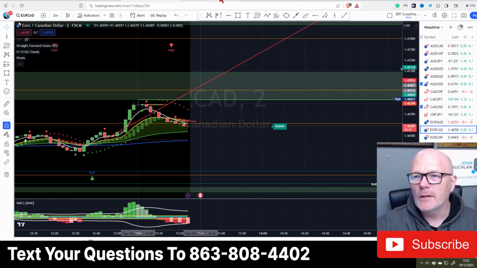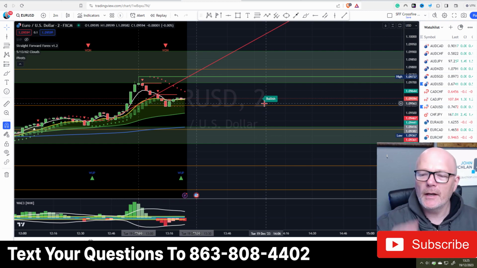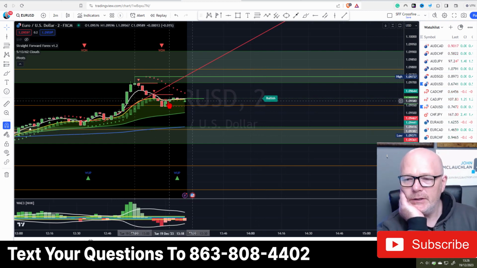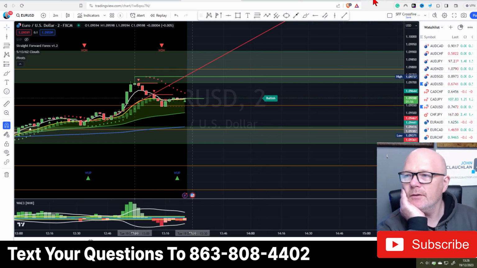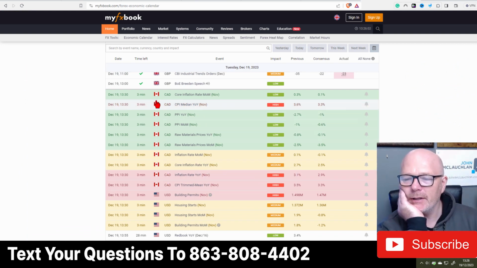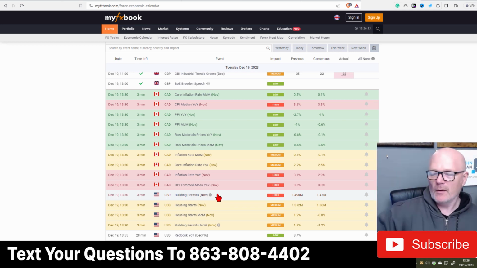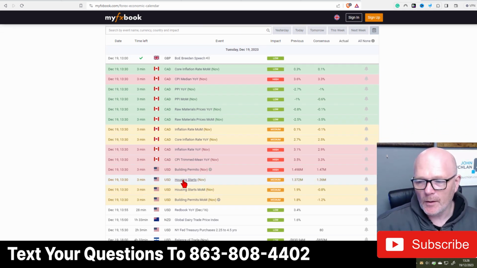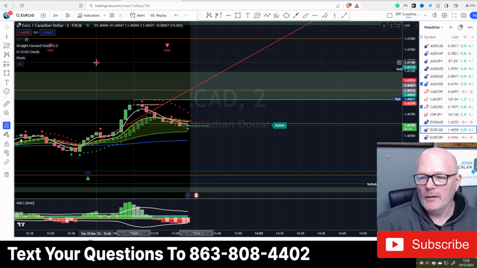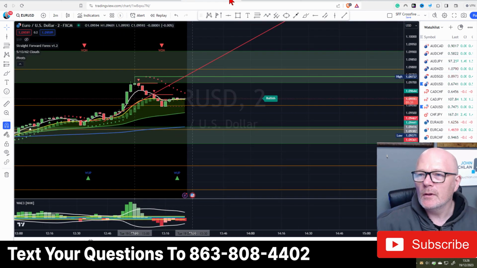Right, Euro USD, what have we got on there? Consolidation. You usually get consolidation before high impact news. In fact, if we look at this, is it high impact? We've got 1330 high impact on the CAD, high impact on the USD building permits, which I'm sure will be interesting, and medium impact at 1330. So yeah, it's all high impact. It's going to create some big volatility.